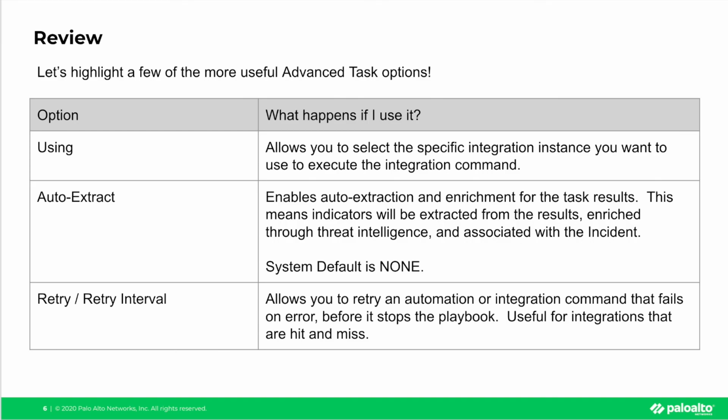Lastly, let's highlight a few of the more useful advanced task options. First of all, the using parameter allows you to select the specific integration instance that you want to use to execute the integration command. You can specify auto extract on task results, which enables auto extraction and enrichment for those. This means that indicators will be extracted from those results, enriched through threat intelligence, and associated with the incident. Now the default is none, but you can specify inline or out of band depending on your use case. Next, the retry and retry interval allows you to retry an automation or an integration command that fails on error before it stops the playbook. This is useful for integrations that are hit or miss.